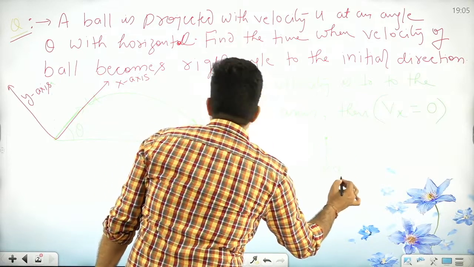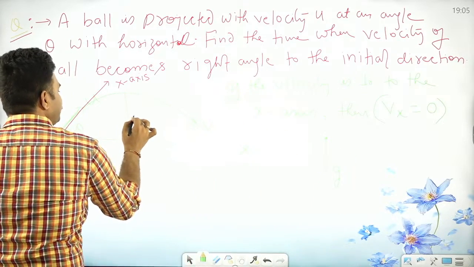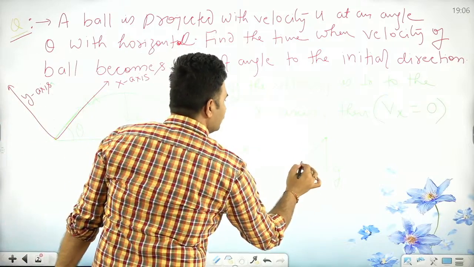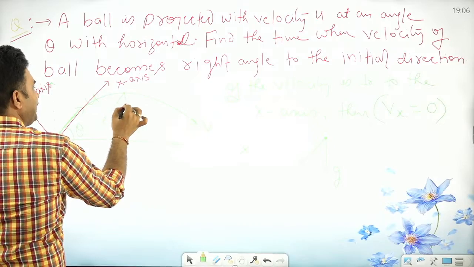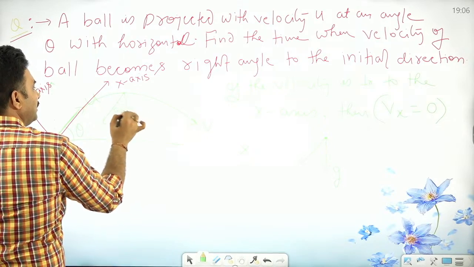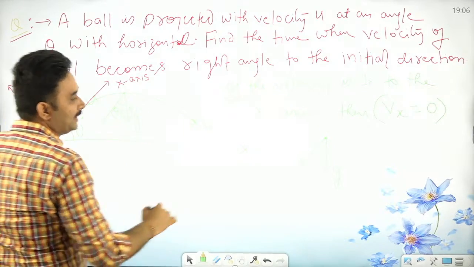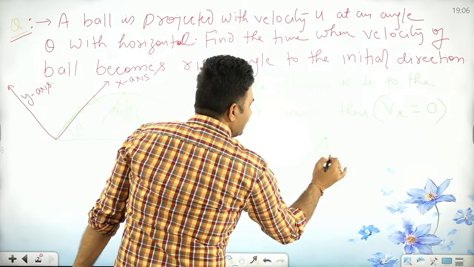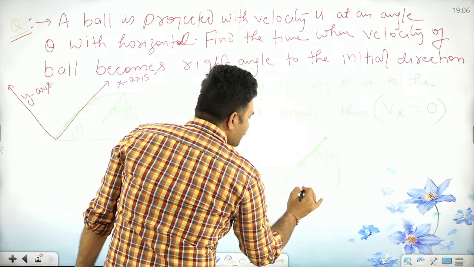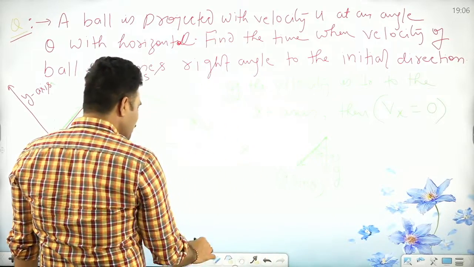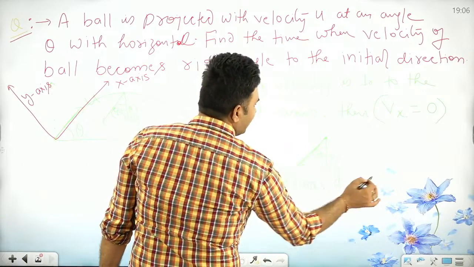This is theta, and this angle is 90 minus theta. Then the component along this axis is g sine theta. Now this question becomes very simple.